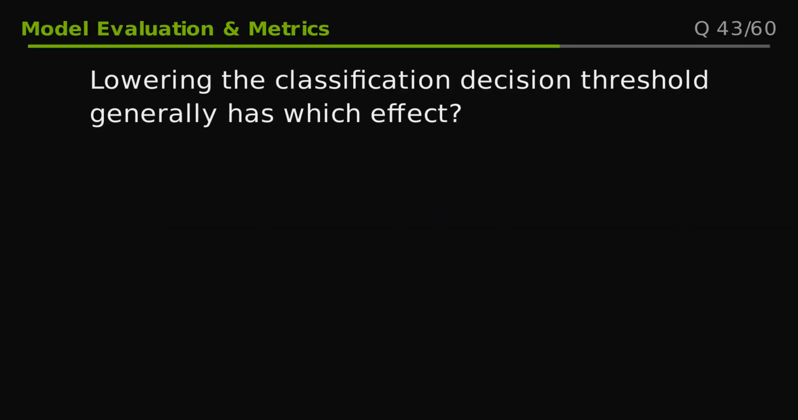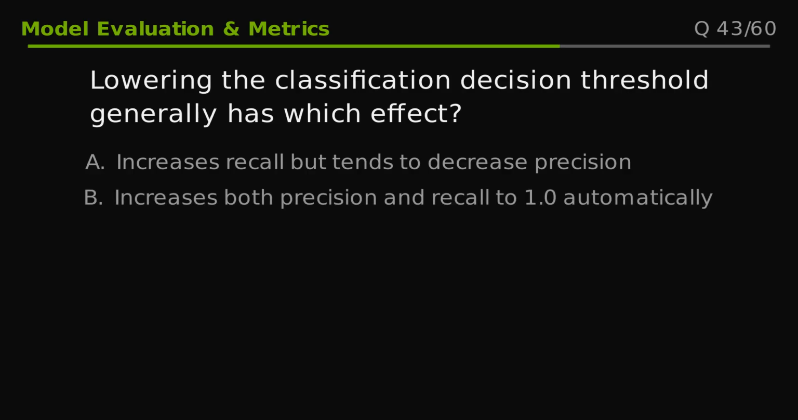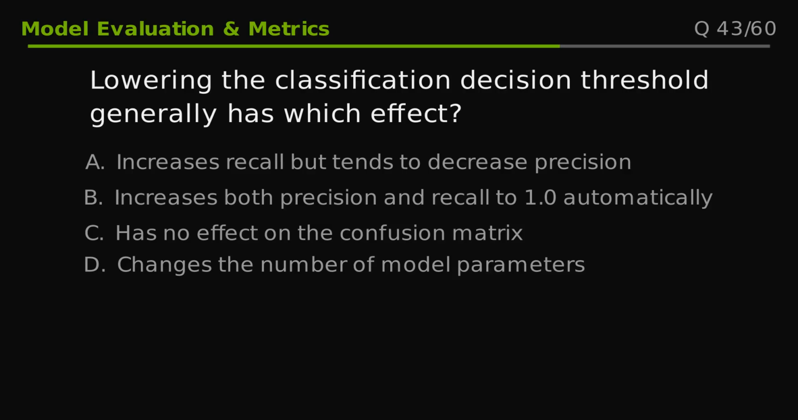Question 43. Lowering the classification decision threshold generally has which effect? Option A. Increases recall but tends to decrease precision. Option B. Increases both precision and recall to 1 automatically. Option C. Has no effect on the confusion matrix. Option D. Changes the number of model parameters.